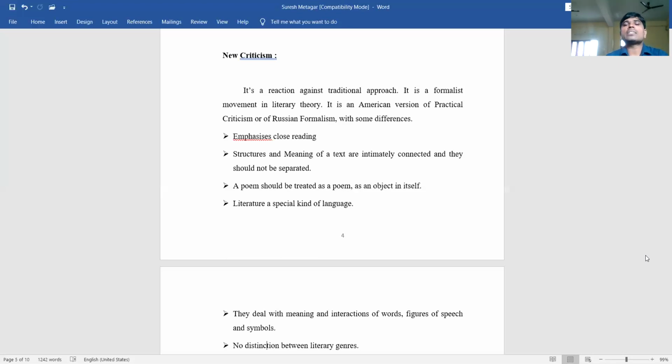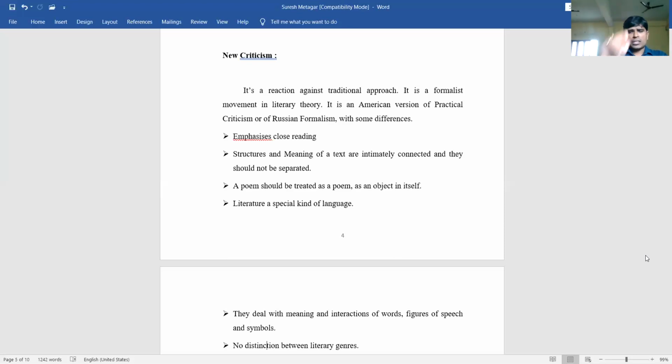A poem should be treated as a poem, as an object in itself. Actually, that's what I said. Even new criticism was concentrating on the poem itself only. If you want to analyze or examine a poem, you should think only about that poem. It is an independent entity. It is not the writer's poem, not society's poem, not there for society or any other things. So a poem should be considered as an independent entity.